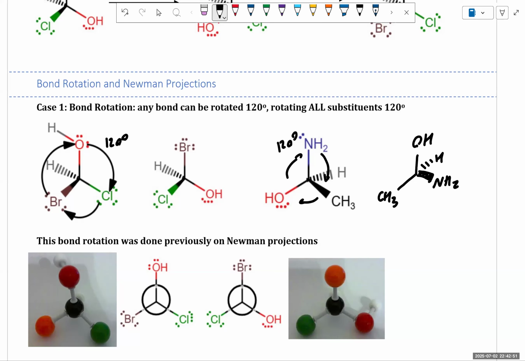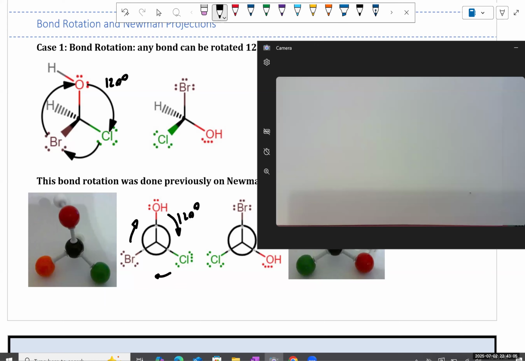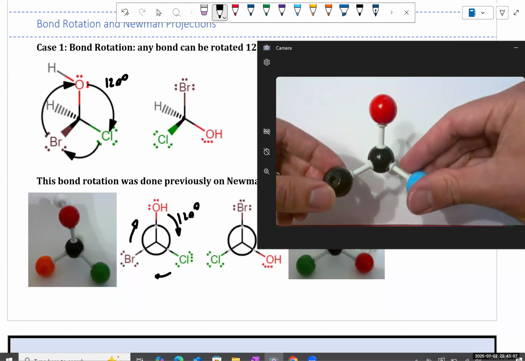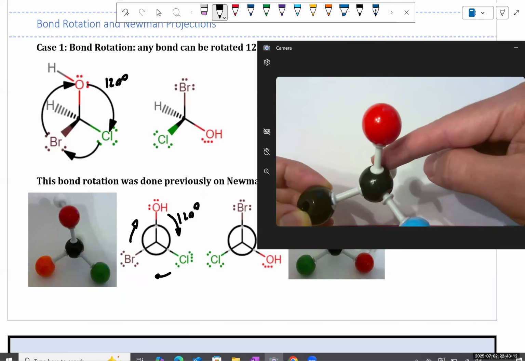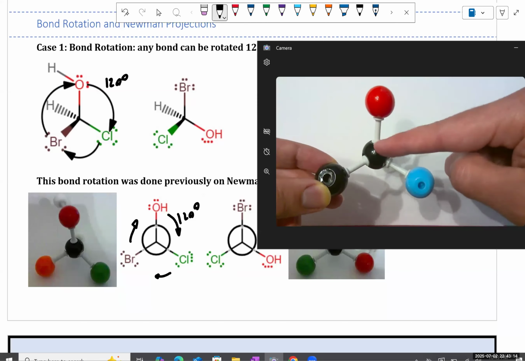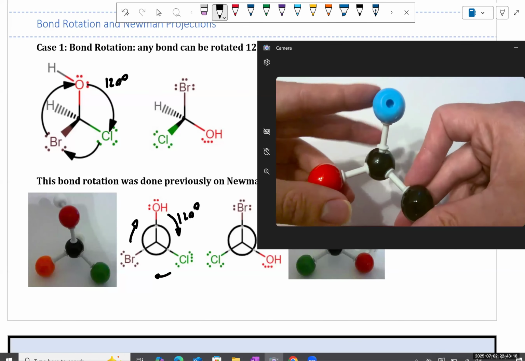This bond rotation was previously done on Newman projections, where we took our carbon-carbon bond and rotated our carbon-carbon bond 120 degrees, which in turn rotates our substituents. In fact, this view is almost Newman-like in terms of how we're looking down. This time, instead of a carbon-carbon bond, it's this carbon-hydrogen bond, keeping this carbon atom in front and just rotating our substituents.